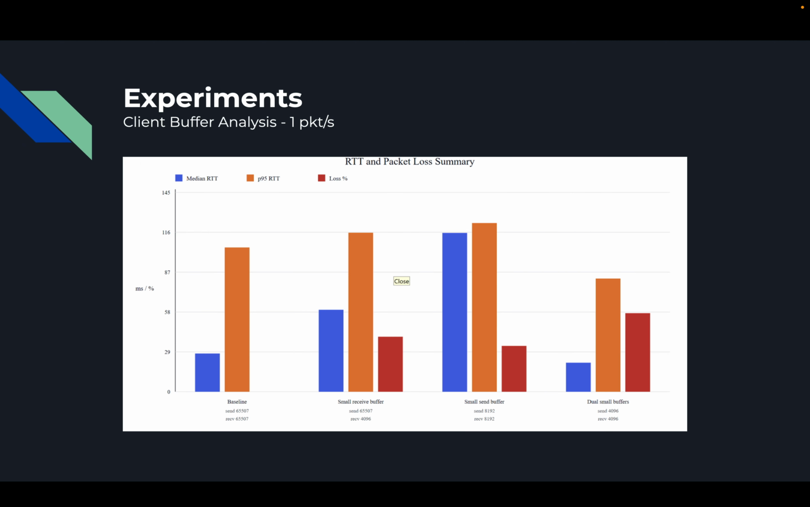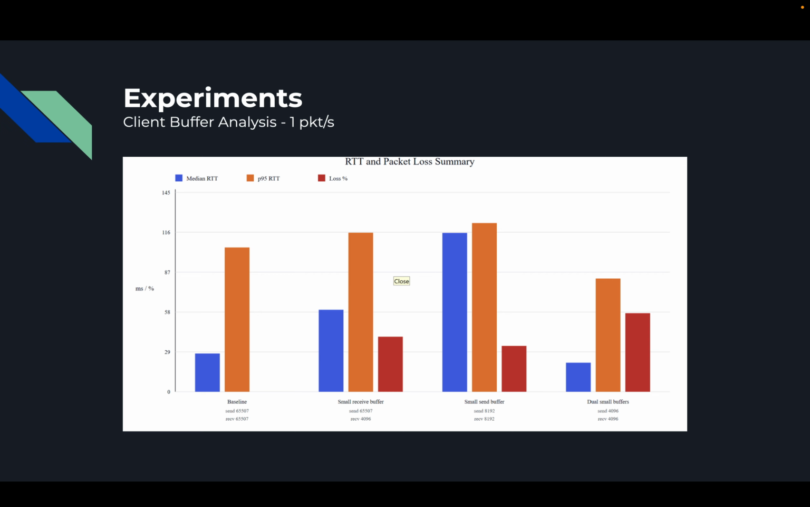All right, in this bar chart, we compare median RTT, P95 RTT, and loss rate across the client experiments. The P95 RTT represents the high-end delay experienced by the slowest packets. The small send buffer test has the highest median RTT, while the small receive buffer test has a high P95 RTT and significant packet loss. The dual small buffer test has the highest loss rate at 57.1%.